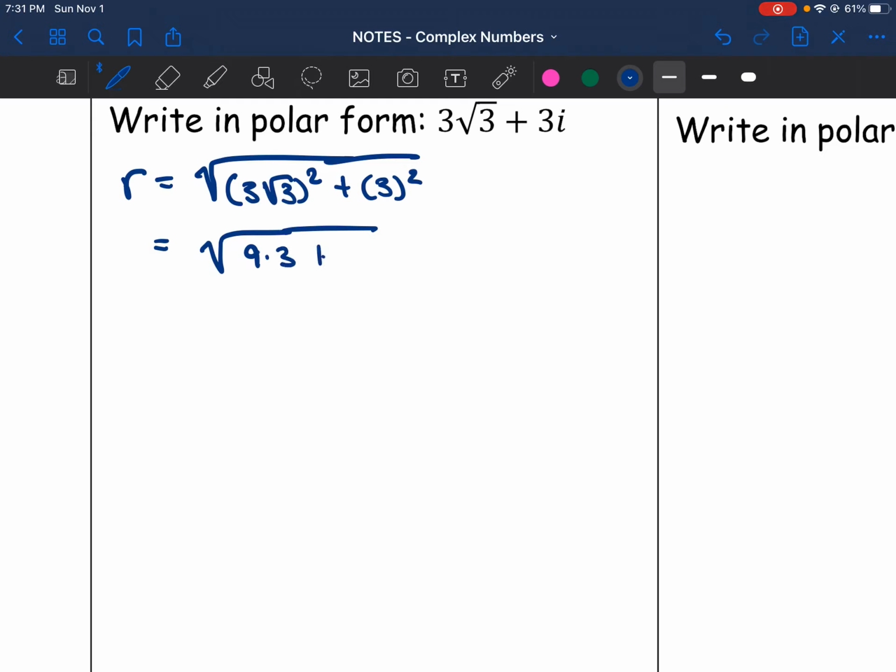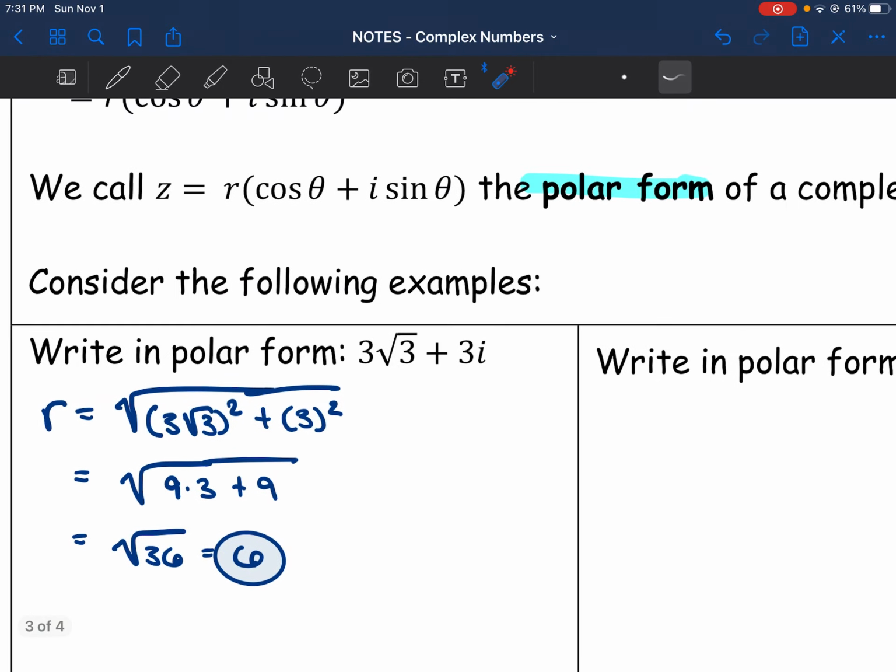We know 3 squared is 9. And 9 times 3, that's 27. 27 plus 9, that's going to be 36. So we get the square root of 36, which we know is simply just 6. So I'm going to circle that. That's important. That's the modulus. Again, we need r for polar form.